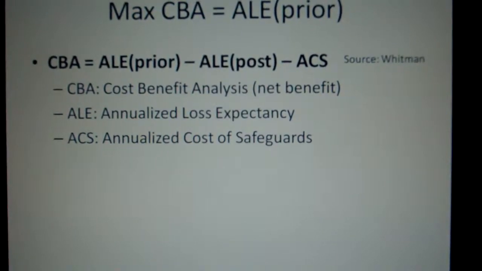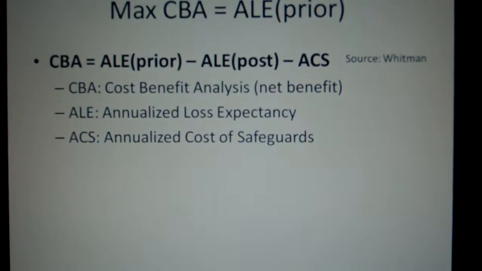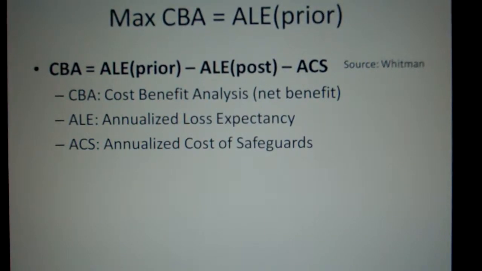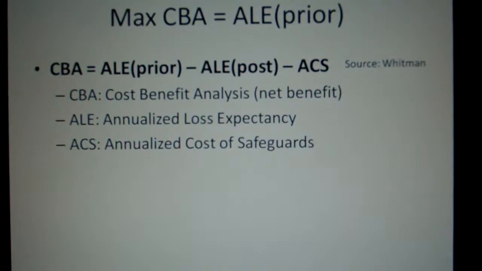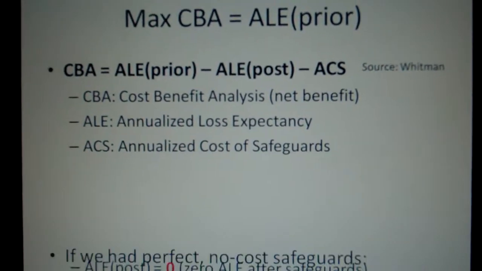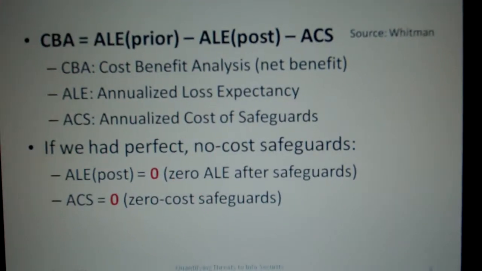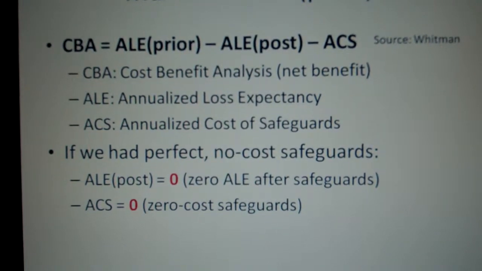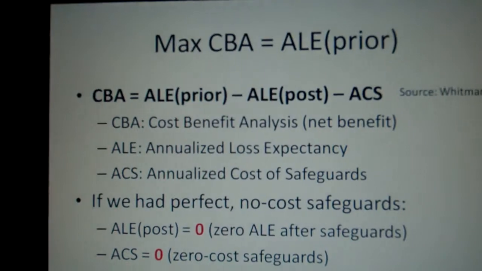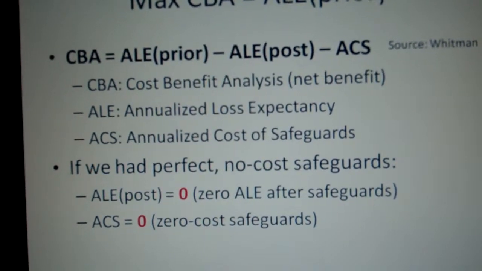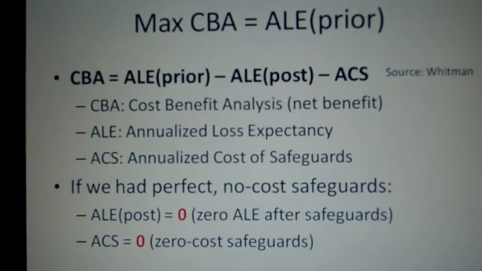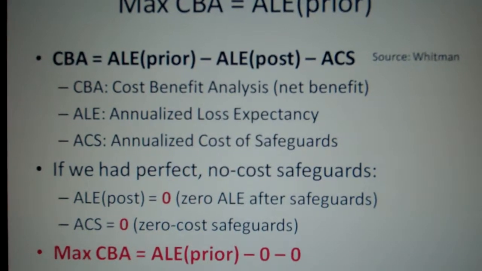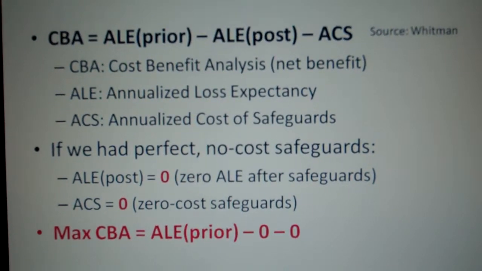Now, the ALE, the loss expectancy prior to implementing safeguards, is ALE prior, and the ALE post is the amount of loss after the safeguards are implemented. In other words, if we had perfect no-cost safeguards, ALE post was 0. There were no costs after the safeguards were implemented. And ACS is also 0, such that the cost of implementing the security measure is also nothing. Then we can say the max CBA equals ALE prior. The maximum net benefit we can gain is the amount we're losing.